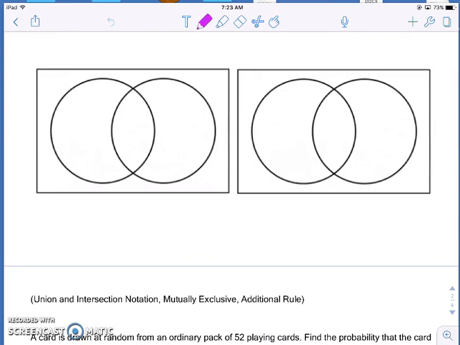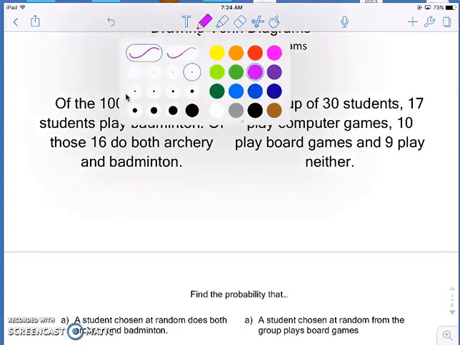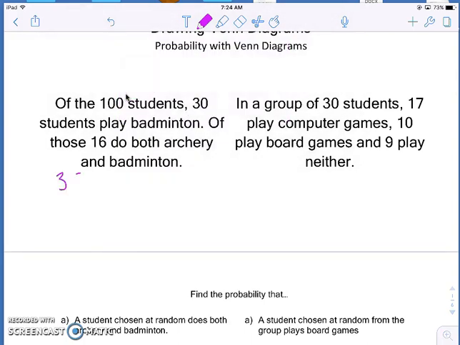So if this was badminton and archery, there are 16 students that do both. And we know that there's 30 students that do badminton. So if this is 16, this must be 14. Let's see here. Back up here, and we should say that 38 do archery.